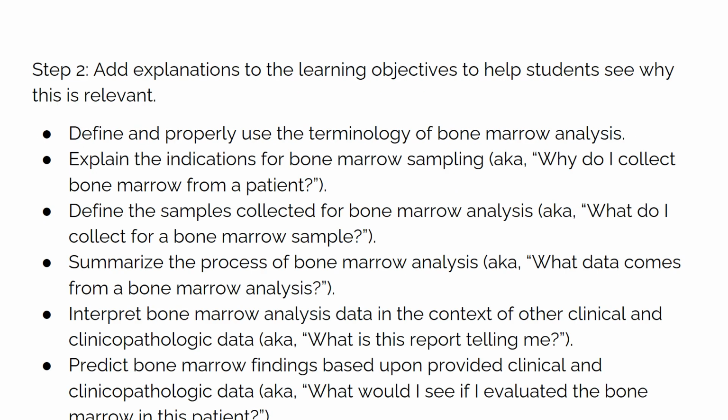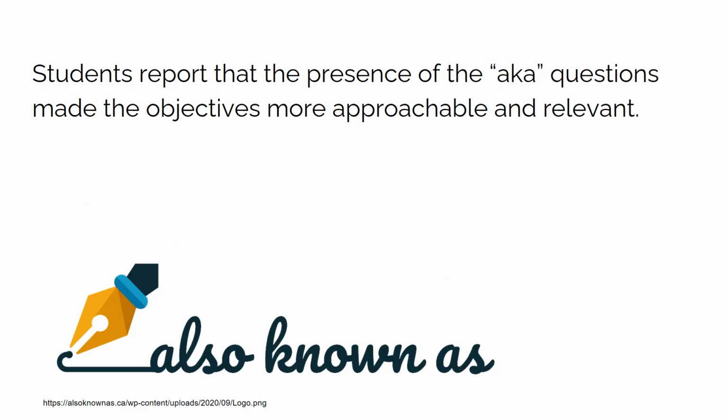Step two, add explanations to the learning objectives that tell them why it's relevant. And these are what are called the AKAs. So, for example, if you look at the second one, explain the indications for bone marrow sampling, the AKA would be, why do I collect bone marrow from a patient? Why do I care? What am I going to do for it? And the students find those very, very useful. AKA, why do I need to know this information? How am I going to use whatever I am learning and doing in this class?